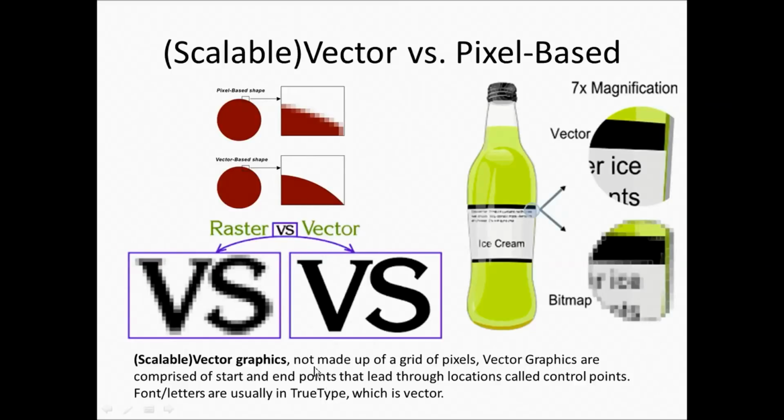Again, vector graphics are not made up of a grid of pixels. Vector graphics are comprised of start and end points that lead through locations called control points. Another good example of a vector graphic would be fonts. Fonts always use vector graphics. A lot of animations on the web use vector graphics, and so do games, because they're just much more efficient.